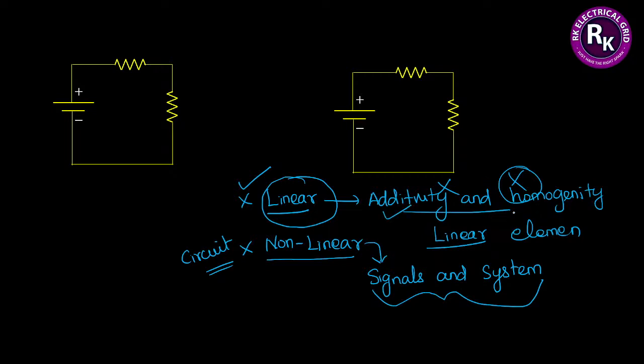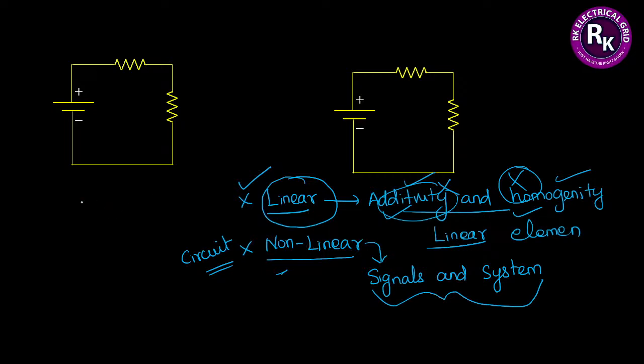If additivity is satisfied, then homogeneity is satisfied, and if homogeneity is satisfied, then additivity is satisfied. That is vice versa. That's why I told you you can go up with either one. Suppose if it is not satisfied, then that element will be considered as a non-linear element. That's all. Apart from that, you can go through the detailed explanation in signals and systems.